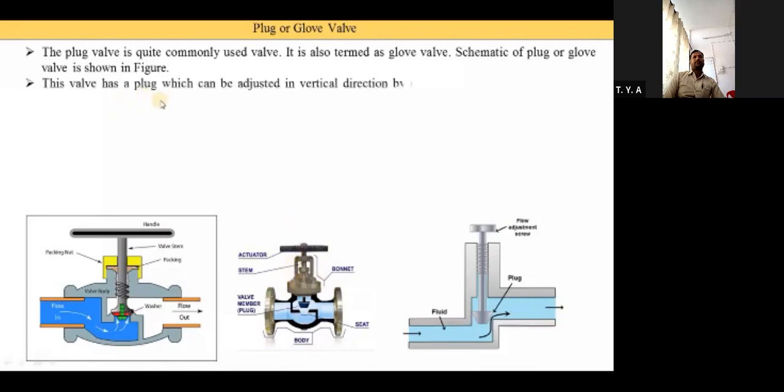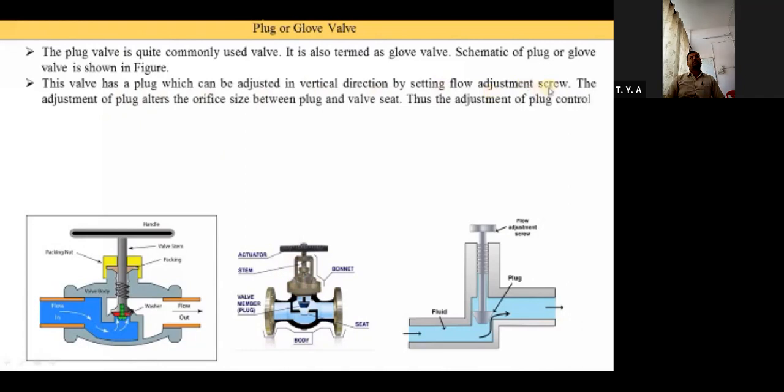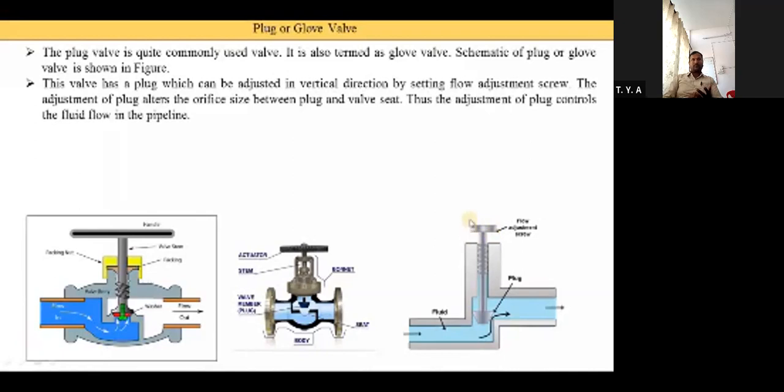This valve has a plug which can be adjusted in a vertical direction by setting the flow adjustment screw. Here you see this is the plug, and this plug is adjusted in a vertical direction, meaning we are able to move this plug up and down by using this flow adjustment screw. When we rotate the flow adjustment screw, either in a clockwise direction or an anti-clockwise direction, depending on these directions, the plug moves up and down. So what happens when the plug is moving up and down? The adjustment of the plug alters the orifice size between the plug and seat.